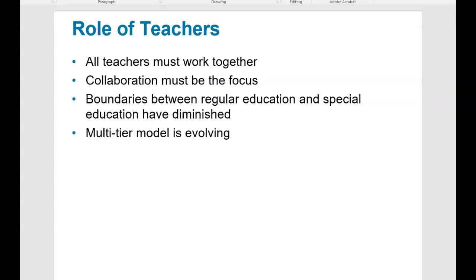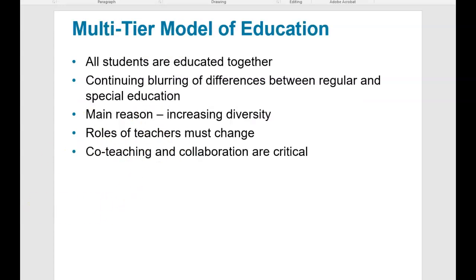All teachers really must work together. Gen ed, special ed, collaboration must be the focus, and the student's needs must be the focus. The multi-tier model of support is evolving. In the multi-tier model of education, all students are educated together, diversity is increasing, and co-teaching and collaboration are critical. We want to continue to blur those differences between regular and special education and not just have, oh, regular ed over here, special ed over here.